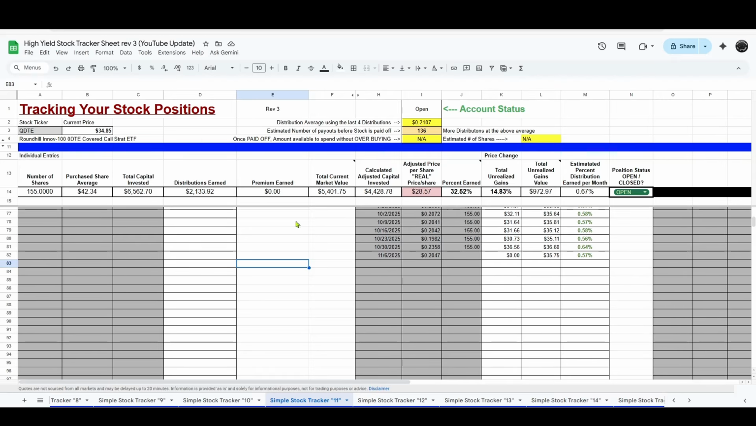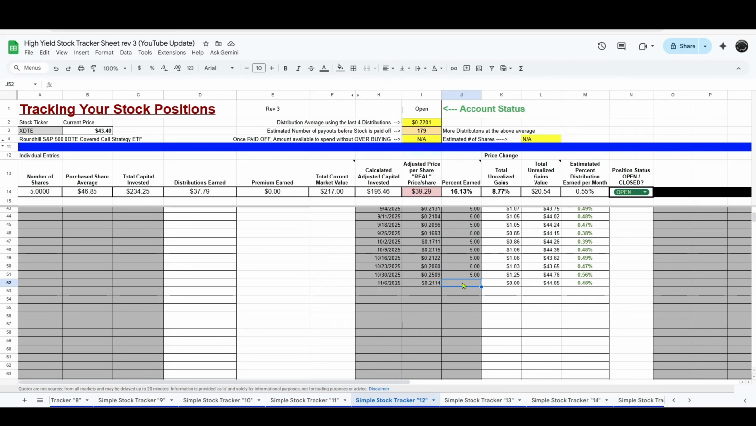For QDTE, I can enter in 155 shares. So the $28.57 real price per share now becomes $28.37. XDTE, I can enter in the big 5 shares. So $39.29 real price per share now becomes $39.08. It's still okay.